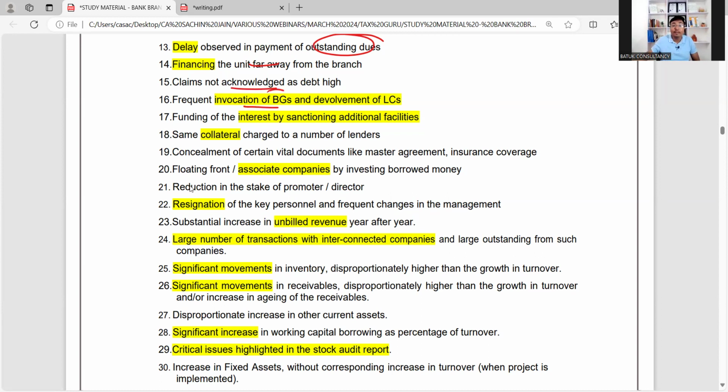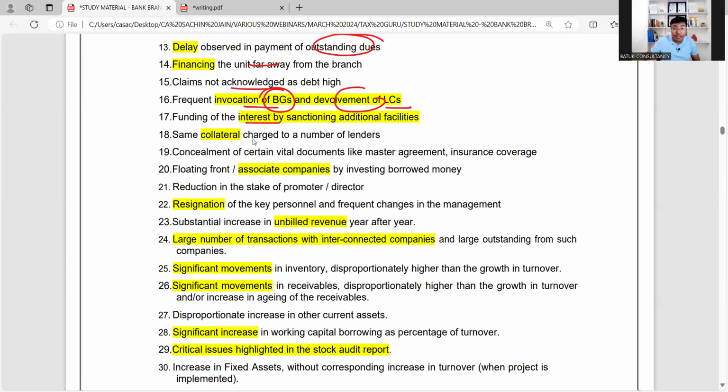Frequent invocation of bank guarantee and devolvement of the letter of credit. Why is that person going to take LC and BG facilities very frequently? There may be certain chances of certain things, so we need to be very much careful about that.